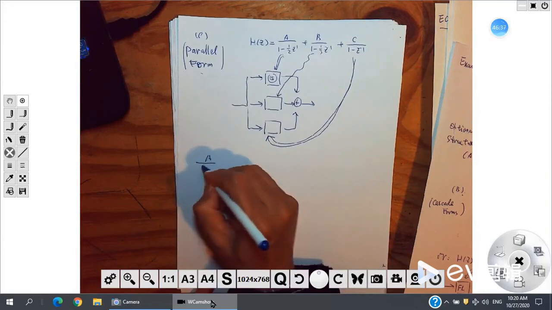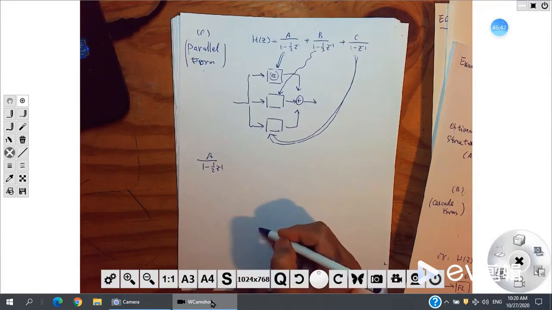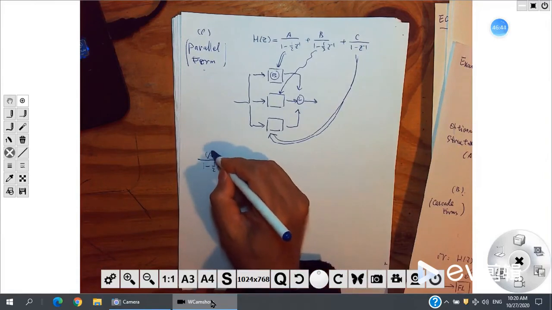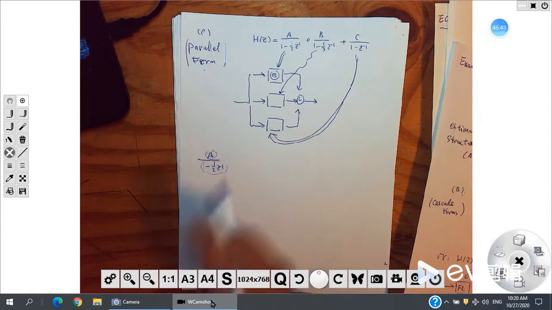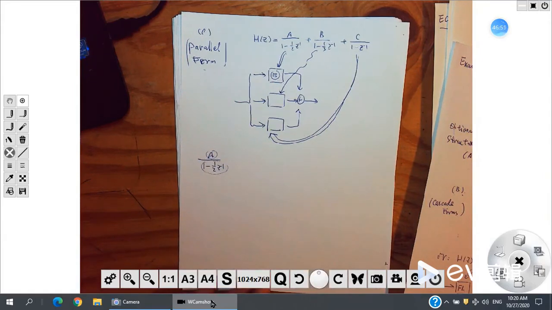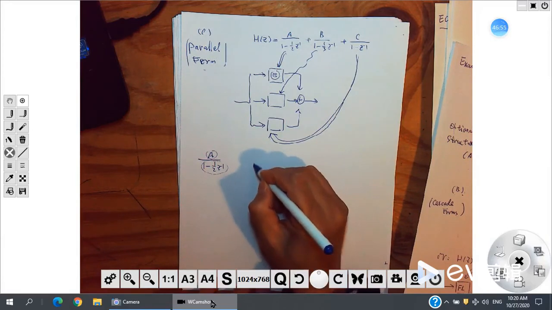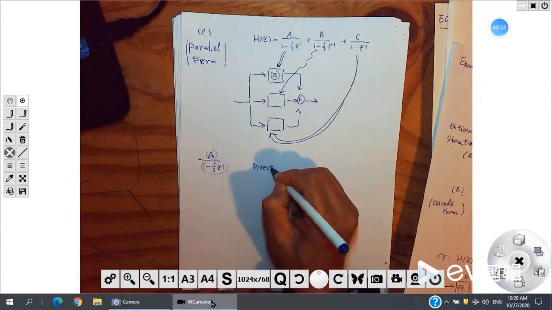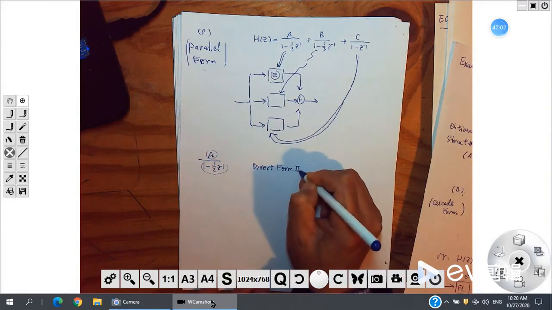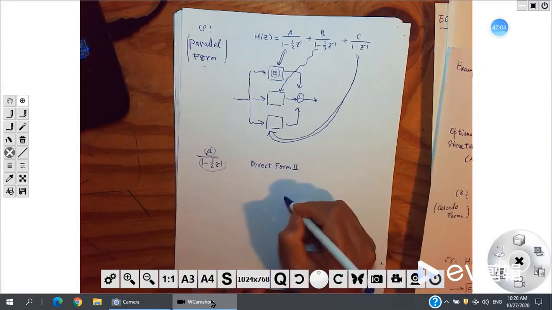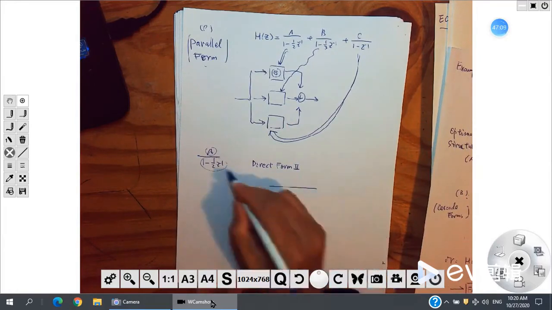A over 1 minus 1/2 z to negative 1. Actually, you know this one. You have a numerator, you have a denominator. The numerator is not 1. So you also have the structure like this. For example, I use a direct form 2. Direct form 2, then the feedback will be in the first, right? We have feedback. Now I need one feedback, 1/2.